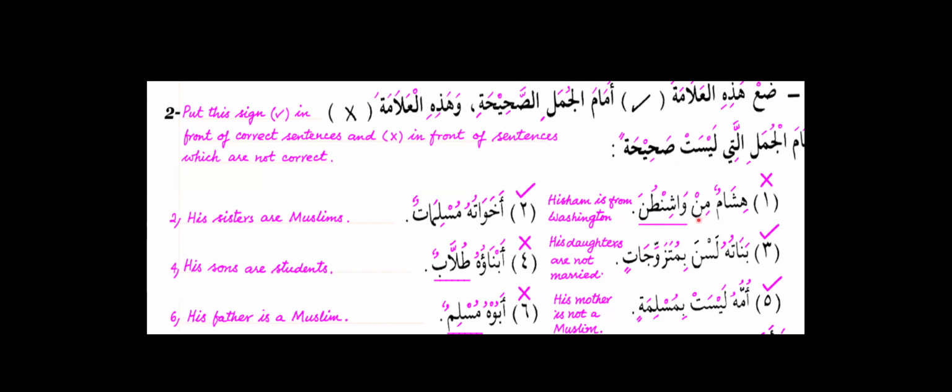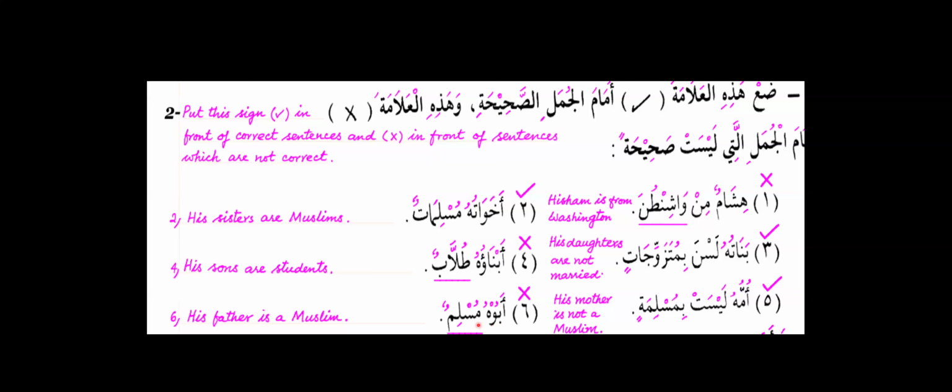Hishamun min Washington. Is it right or wrong? Akhawatuhu muslimatun. Banatuhu lasna bimutazawwijatin. His daughters are not married. Abna'uhu tullabun. His sons are students. Ummuhu laysat bi muslimatin. His mother is not a Muslim.